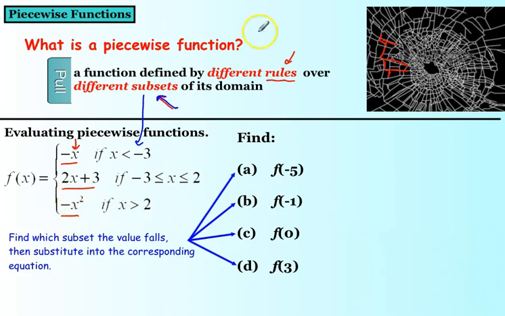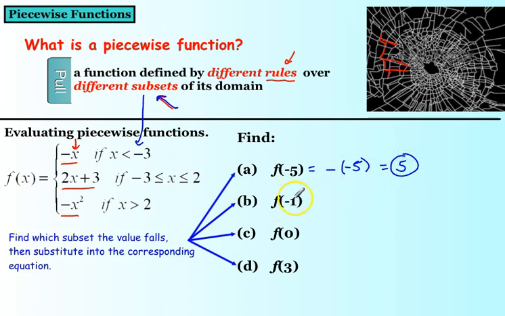And then finally, if x is greater than 2, then we're talking about the negative x squared rule. Over here on the right it says, let's evaluate this function over these 4 values. Like it says, find which subset the value falls in, then substitute into the corresponding equation. If I want to evaluate f of negative 5, negative 5 would fit into this subset because negative 5 is less than negative 3, which means I would use this rule. Because it's negative x, I'm putting negative 5 in for x, so negative negative 5. So if I evaluate f of negative 5, I would just get 5.